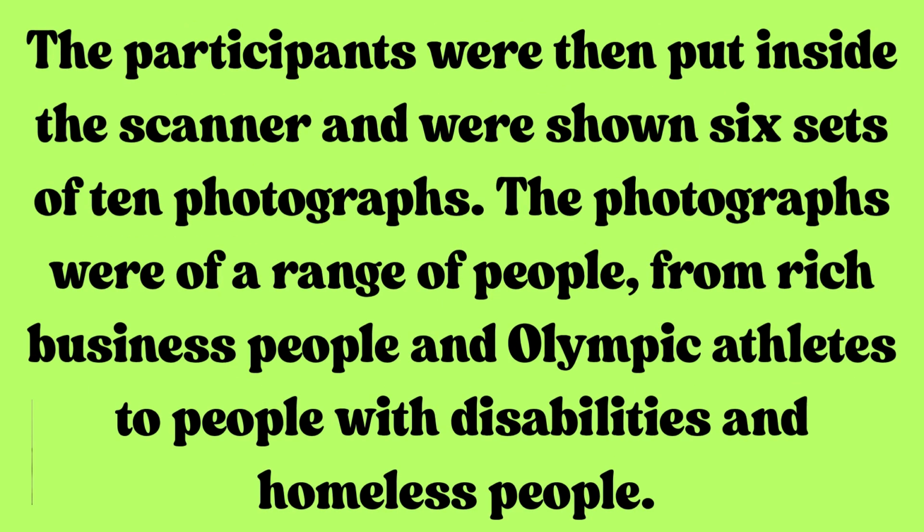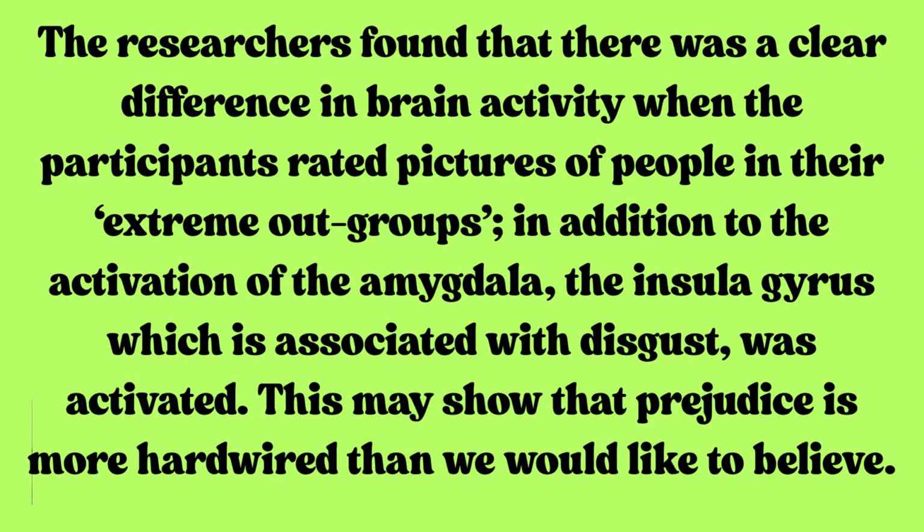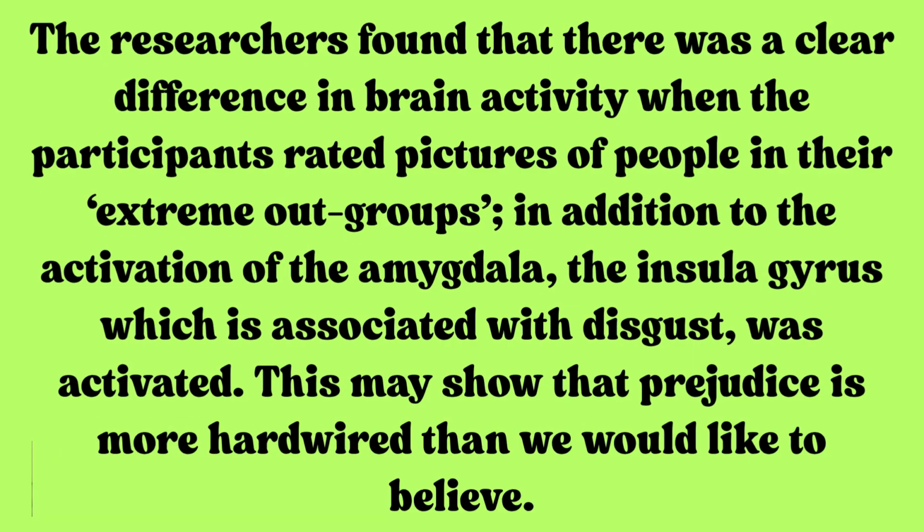The participants were then put inside the scanner and were shown 6 sets of 10 photographs. The photographs were of a range of people, from rich business people and Olympic athletes to people with disabilities and homeless people. The researchers found that there was a clear difference in brain activity when the participants rated pictures of people in their extreme outgroups, in addition to the activation of the amygdala. The insula gyrus, which is associated with disgust, was activated. This may show that prejudice is more hardwired than we would like to believe. Now I have written the study.